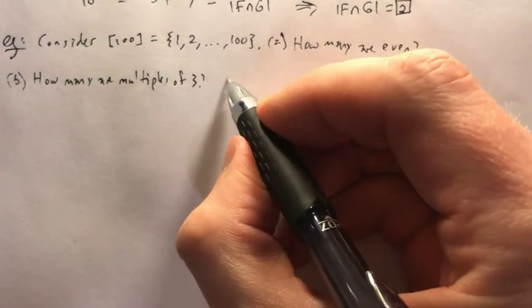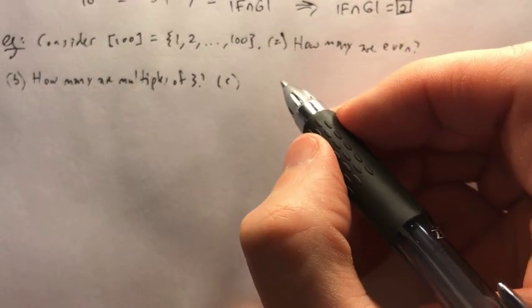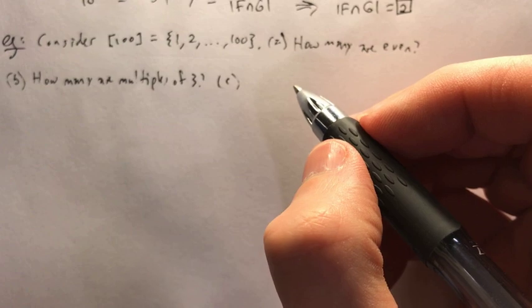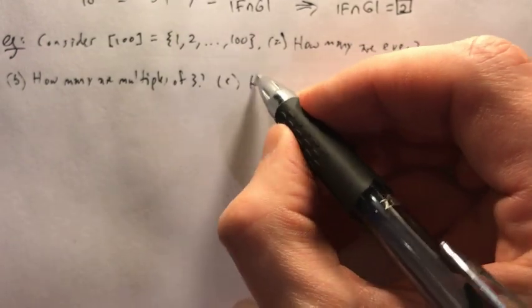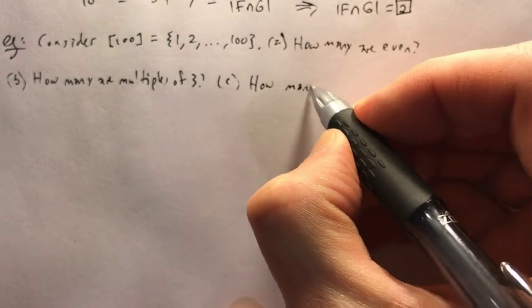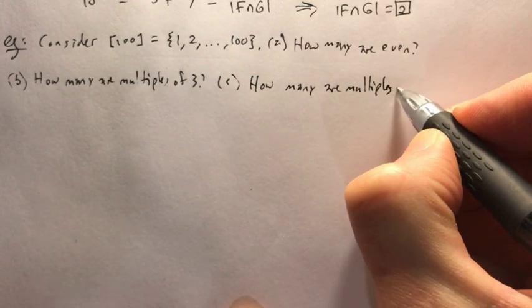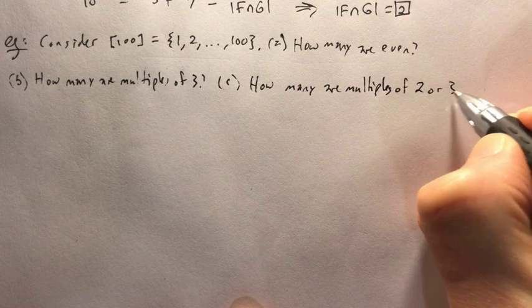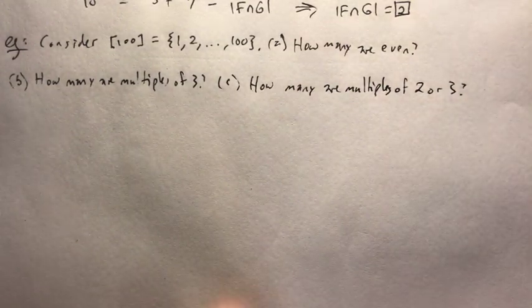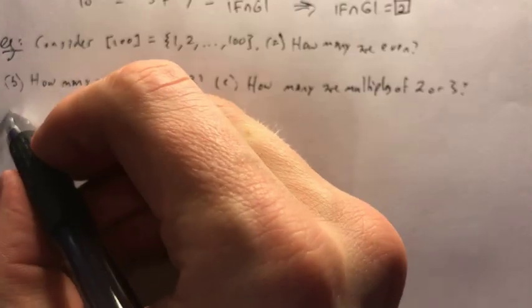And so part C then is how many are multiples of either 2 or 3. So it's... all right, so solution.